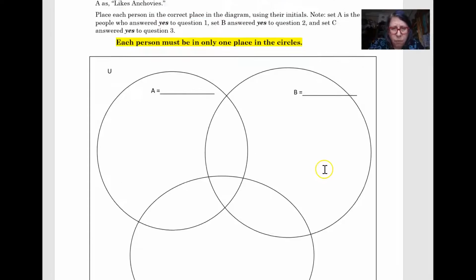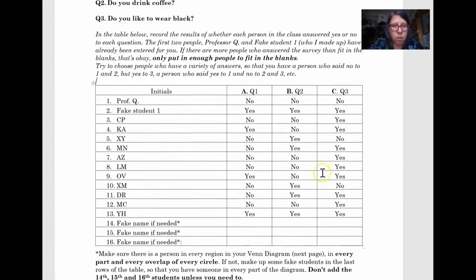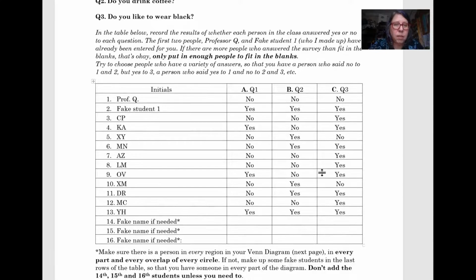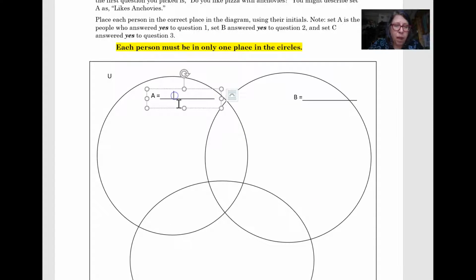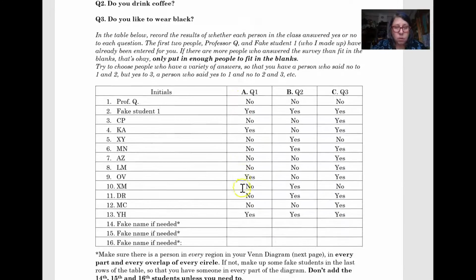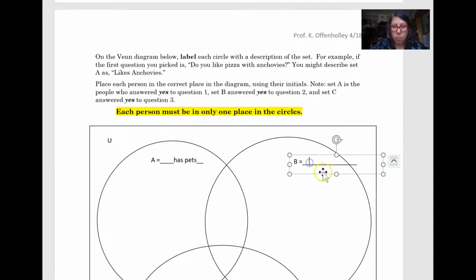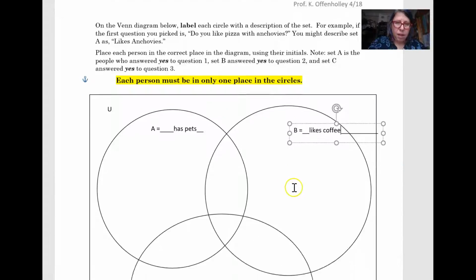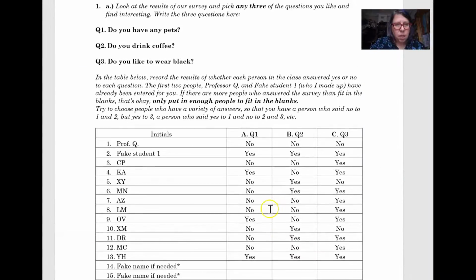Now, before I do that, let me label my circles. So the first label is, do you have pets? Or let's just call that label has pets. Has pets. And that's the characteristic of people in that circle. They said yes to has pets. And now my second question was, do you drink coffee? So I'm going to call these people likes coffee. Likes coffee? Something like that. And then the last one is likes to wear black.